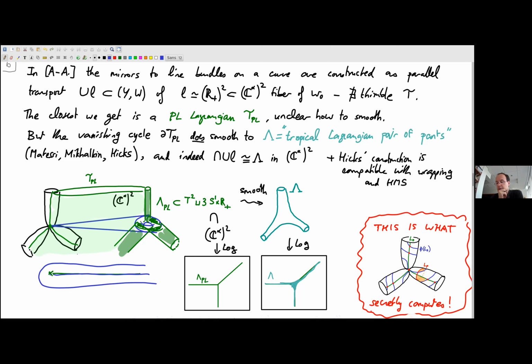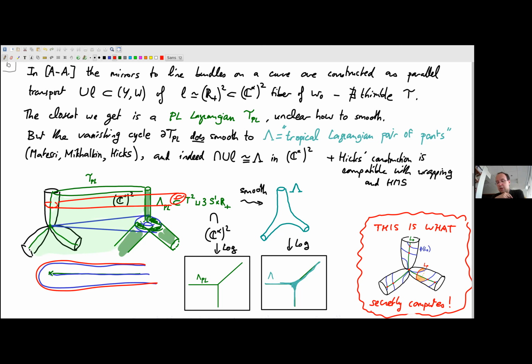And this really works for the mirrors to skyscraper sheaves of points. The mirrors to skyscraper sheaves of points, you start from a circle here, and you parallel transport it to get a thimble. And that is indeed how you produce mirrors to skyscraper sheaves of points. But for the structure sheaf, all we have is this strange U-shaped thing built from R plus squared.